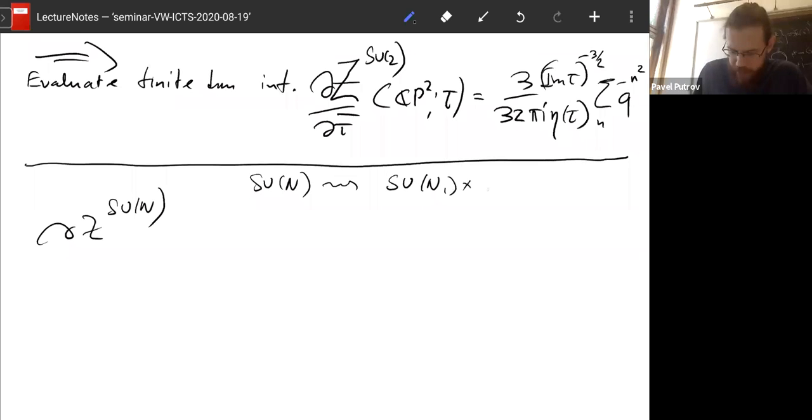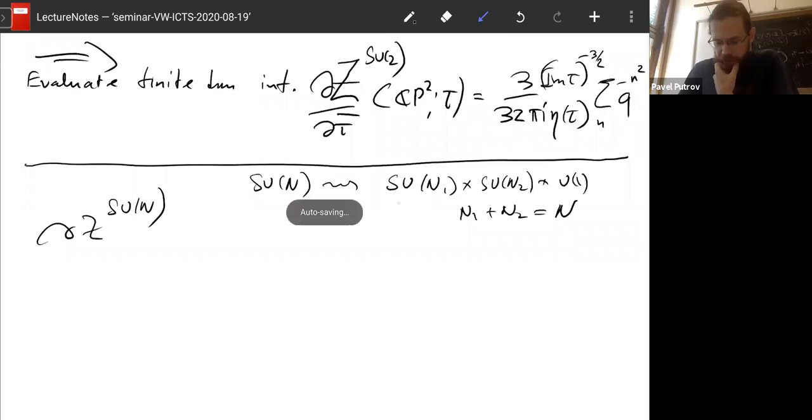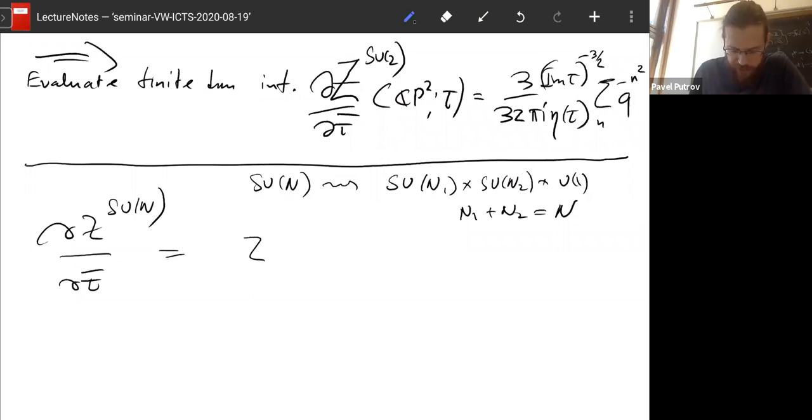Let's see, SU(N1) times SU(N2) times U(1), where N1 plus N2 equals N. And in this breaking, you treat these U(1) factors the same way as we did for SU(2). And once you do this, you get a recursive relation of this sort.